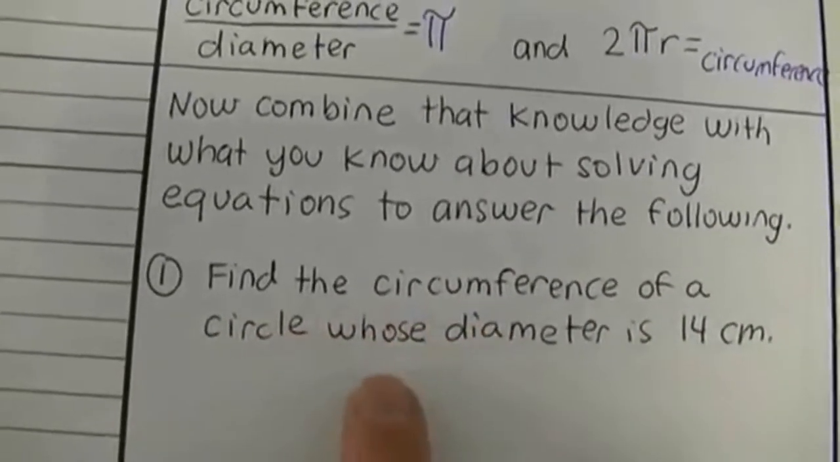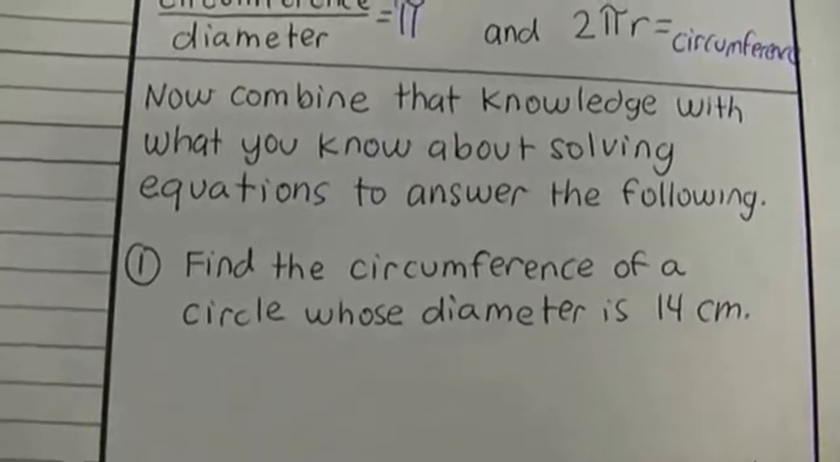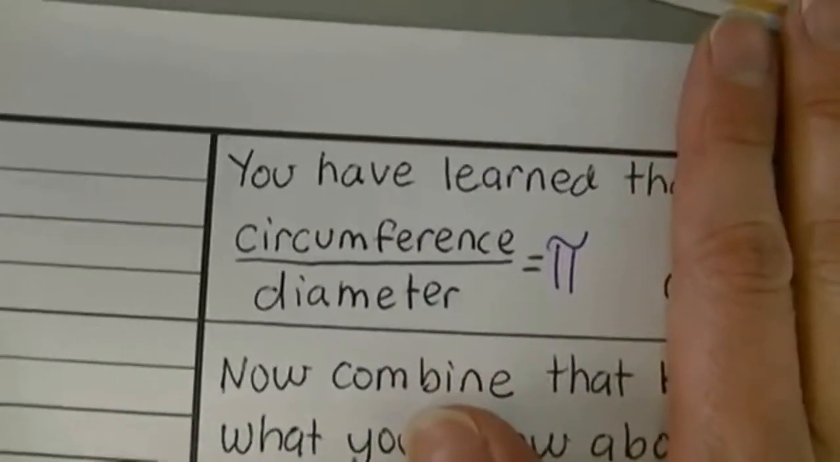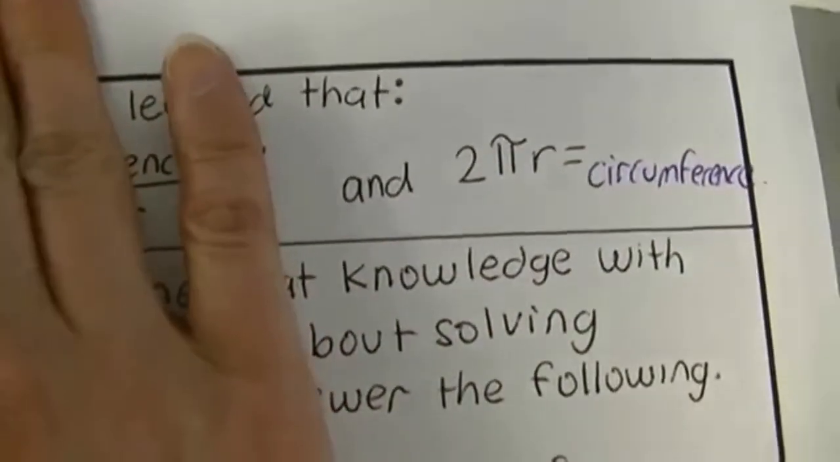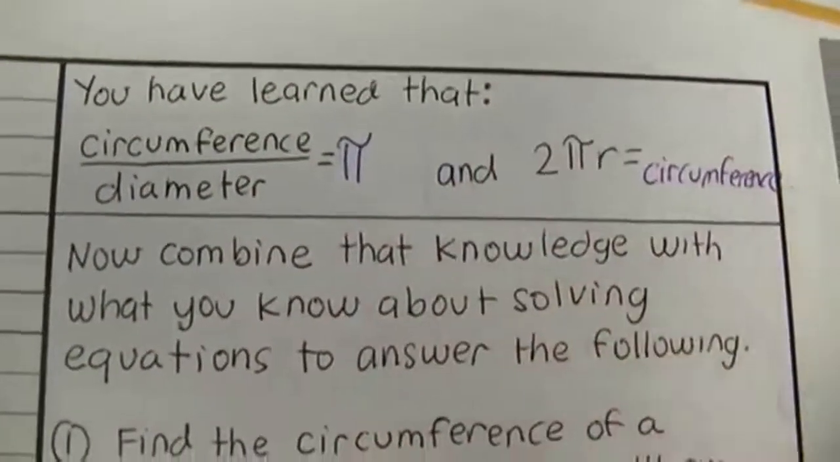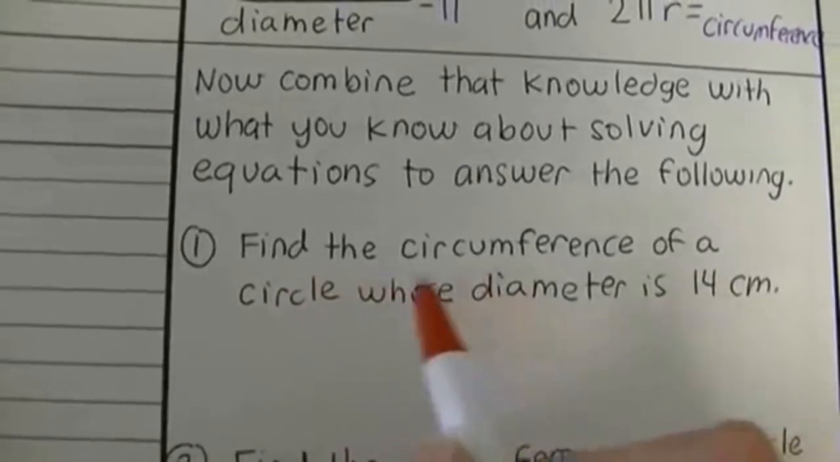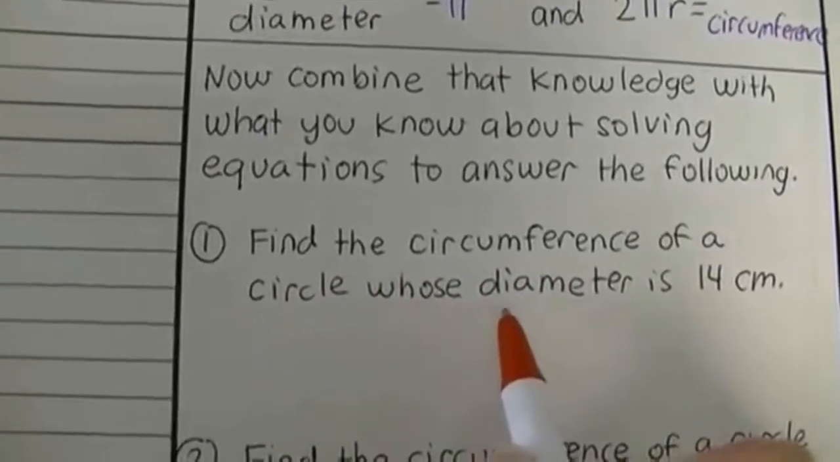It says, find the circumference of a circle whose diameter is 14 centimeters. And you can use this formula or this formula. It's good to memorize both, but if you only have enough room in your brain to memorize that, that's cool. And if you only have room to memorize that, that's cool too. Because I'm going to show you how to do both ways, because you know there's multiple ways to do things in math. So we have to find the circumference of a circle whose diameter is 14 centimeters.